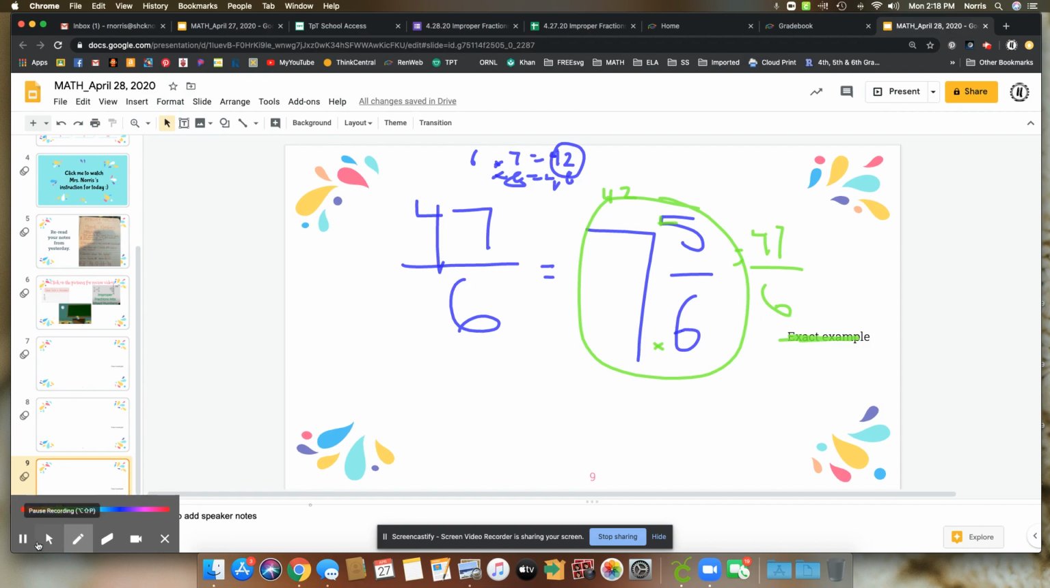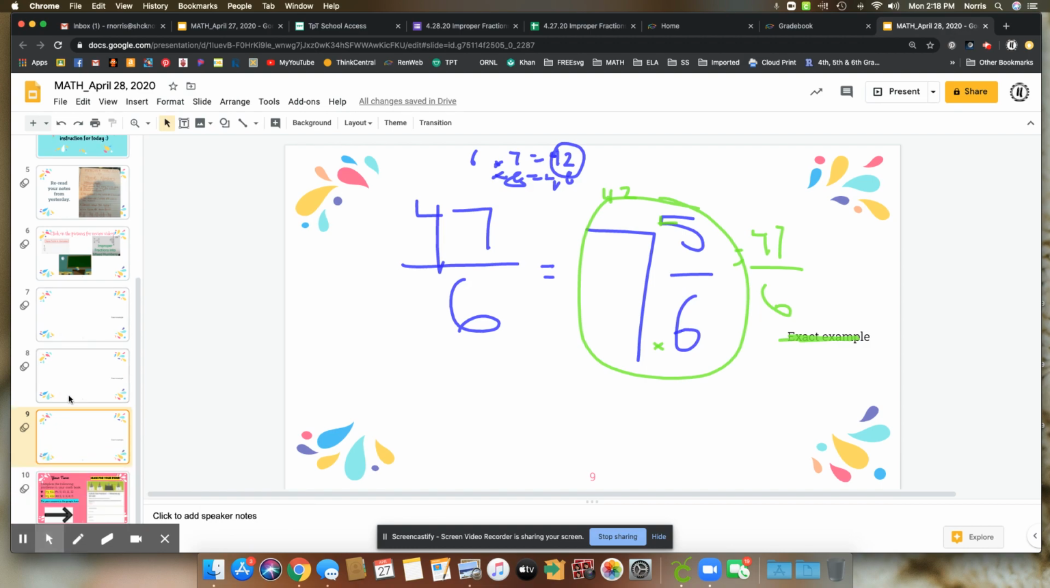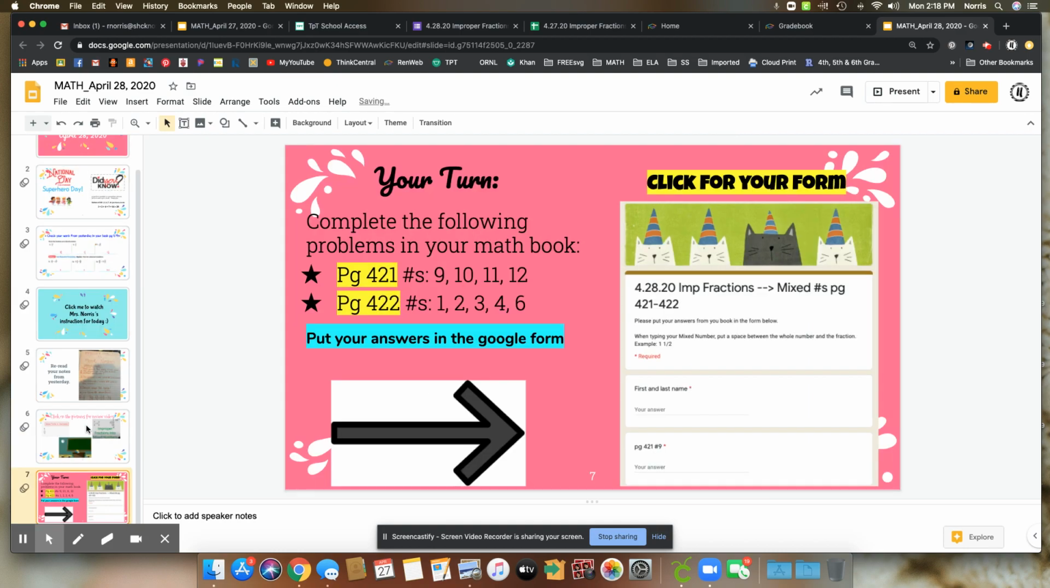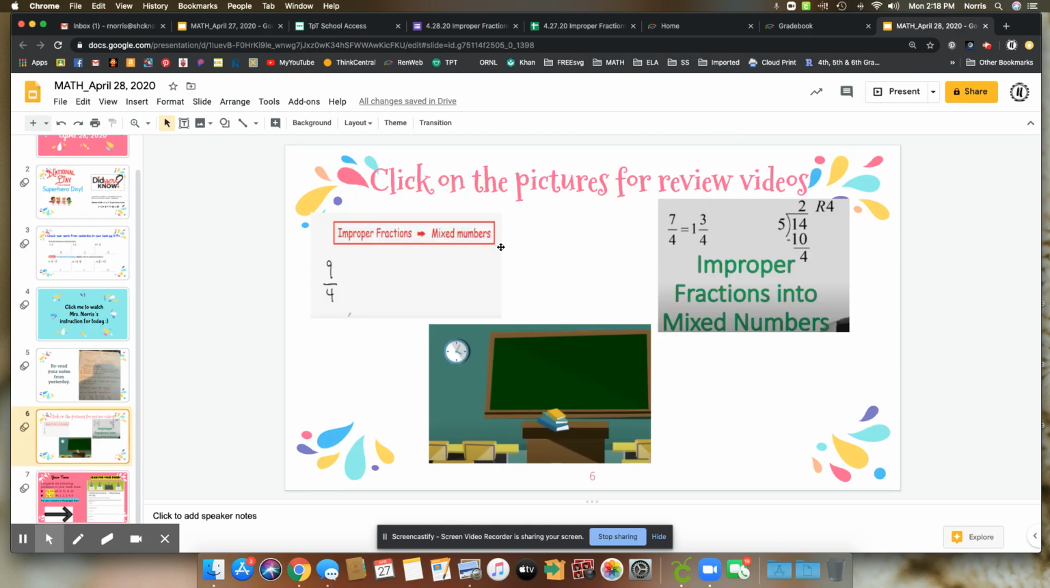You guys did a really good job typing your answers into your Google form yesterday. You're going to do it exactly the same again today. You've got these 2 pages as the homework pages for this lesson. Remember, you've already done some of these on page 421 when you went from the other way, mixed to improper, so you'll see some work on there. Just pay attention to the numbers that I'm asking you to answer. Click on this picture of your Google form and it'll take you to the Google form to type in your answers. Please do not forget to watch these 3 videos.